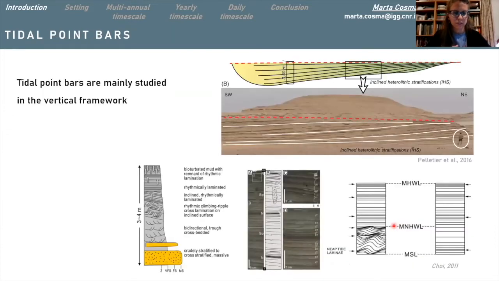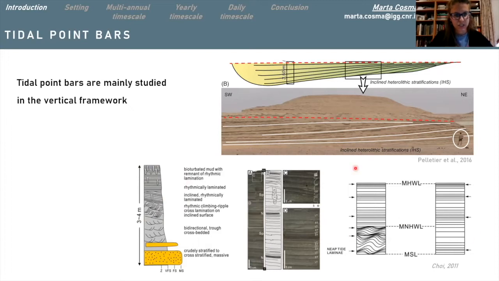Tidal point bars develop from the migration of tidal meanders, and they are mainly studied in the vertical framework. Tidal point bars are known to develop inclined heterolithic stratification, and they usually consist of fine-grained sediment. They show a fining-upward trend, bearing the tidal signature in the upper portion of the tidal point bar, with tidal rhythmites in the upper point bar.